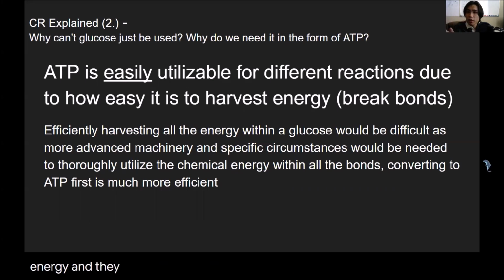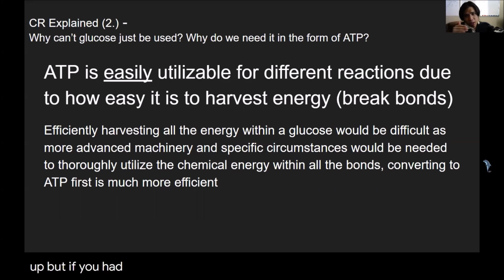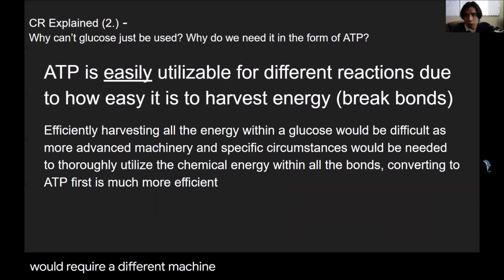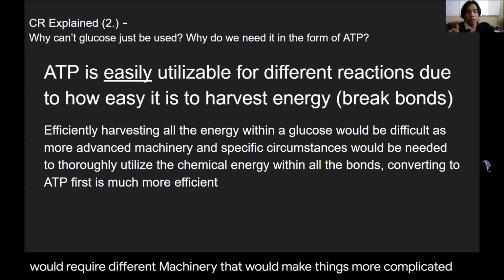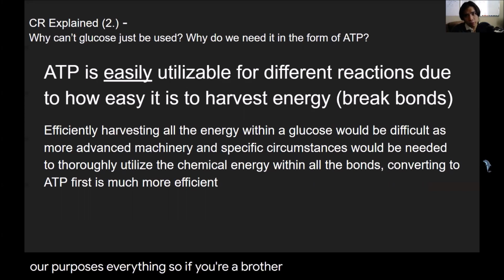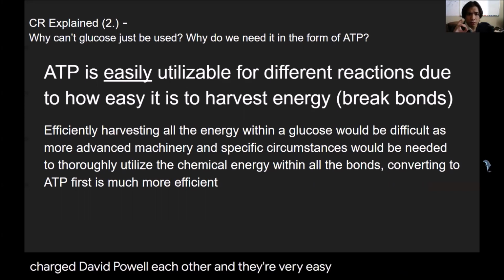And they get that energy from molecules that store energy and can give it up. But if you had to break every bond in glucose, that would require different machinery, that would make things more complicated, and that is why we convert everything to ATP first. Not everything per se, but for our purposes, everything. So if you remember the structure of ATP, adenosine triphosphate, it has those 3 phosphate groups on them. They're negatively charged, they repel each other, and they're very easy to utilize.